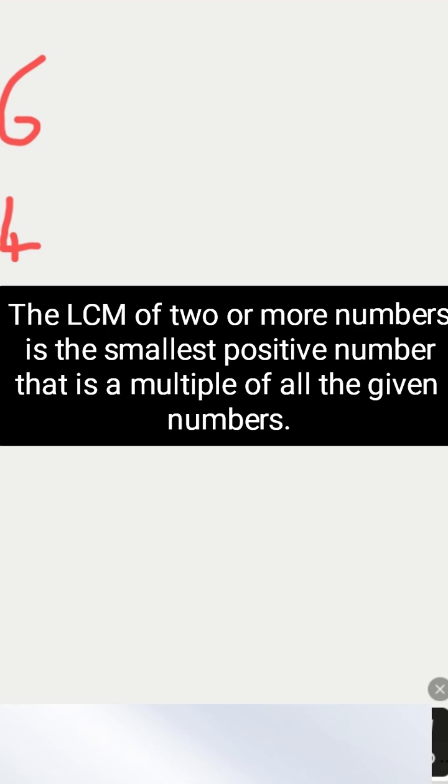In today's lesson, we are going to be looking at lowest common multiple. Now, what is the meaning of lowest common multiple? Lowest common multiple is the smallest number that is a multiple of all the given numbers. So when you talk of lowest common multiple, we mean the smallest number that is a common multiple to all the given numbers.